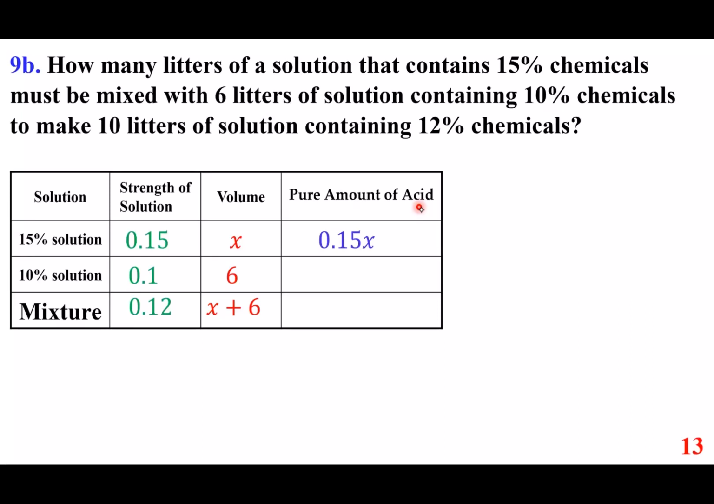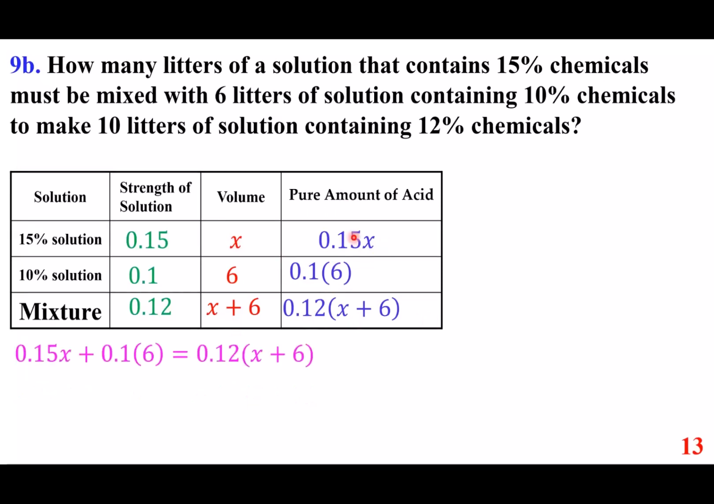Then 0.1 times 6, then 0.12 times x plus 6. And because you're mixing it, these two must add up to this. The first two add up to this. And basically you now use the multiplication here: 0.15x. This is 0.6. You use distribution, 0.12 times x, and then 0.12 times 6 is 0.72.